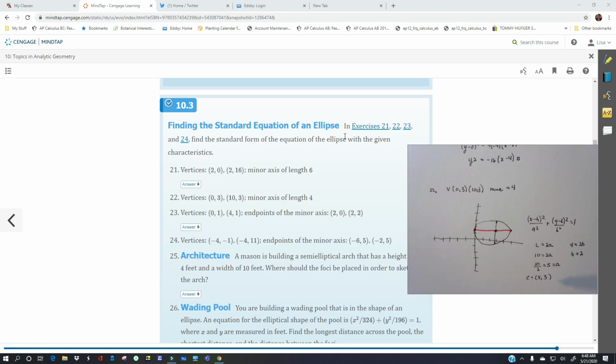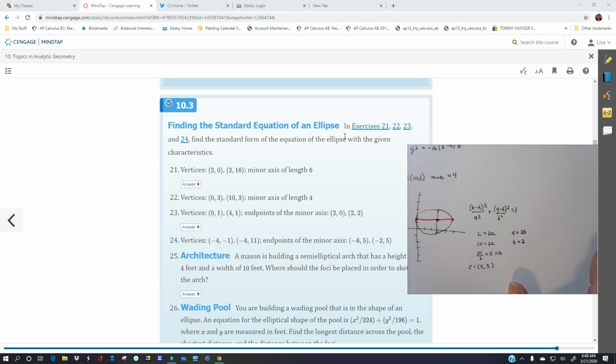So let's put the equation together. We're going to have x minus 5 squared over a squared, so a was 5, plus y minus 3 squared over b squared, where b is 2, equals 1. And cleaning it up for WebAssign purposes, you would have this. Okay? So we found the standard equation of the ellipse, given the vertices and the minor axis.